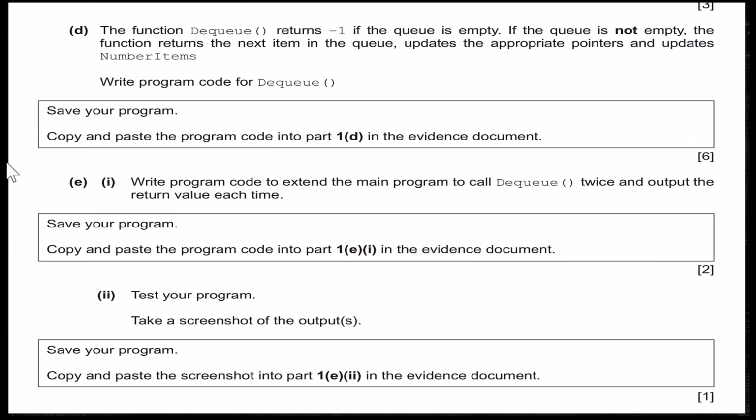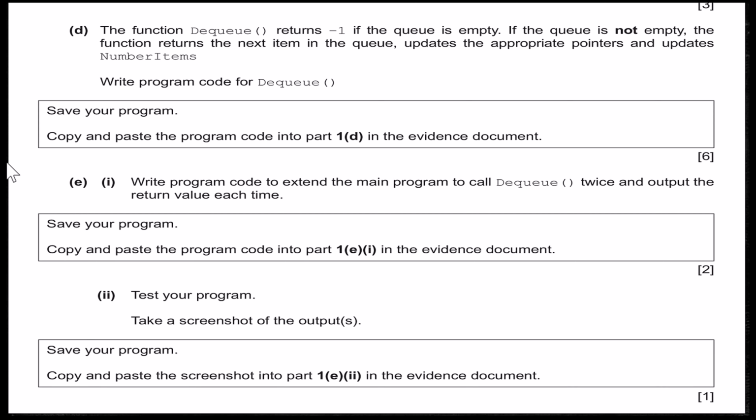The function Dequeue returns -1 if the queue is empty. So if our number of items is equal to 0, we're simply going to return -1. If the queue is not empty, the function returns the next item in the queue, updates the appropriate pointers, and updates number of items. Write program code for Dequeue, so we're going to write that function.